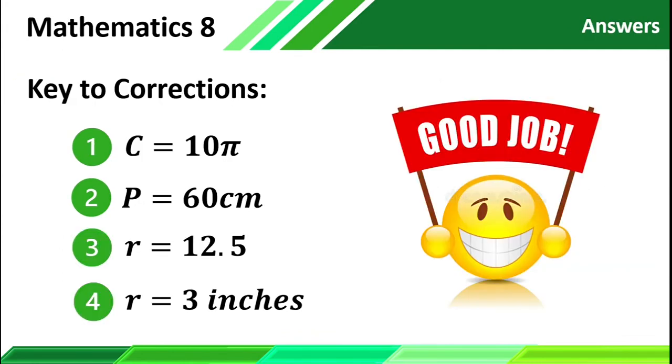So here are the answer keys to our problems. For number 1, the circumference is equal to 10 pi. Number 2, the perimeter is equal to 66 centimeters. Number 3, the radius is 12.5. And number 4, the radius is 3 inches. If you got it correct, congratulations!